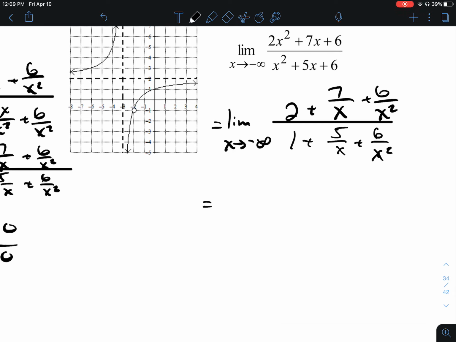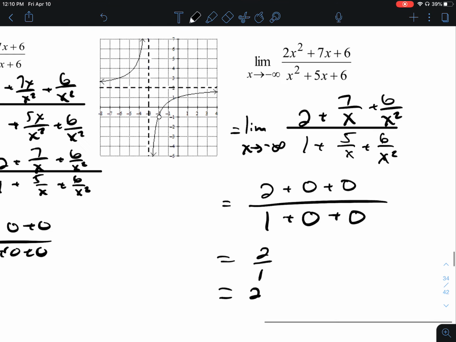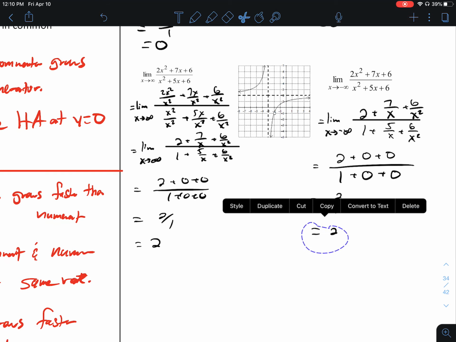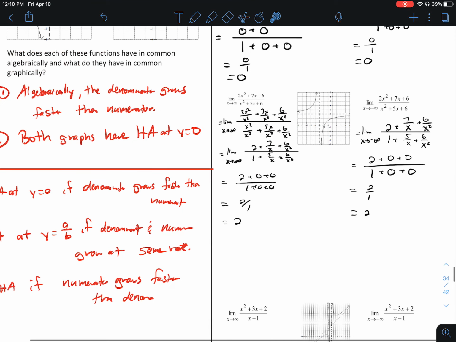To evaluate the limit, 2 is going to approach 2, 7 over x approaches 0, 6 over x squared approaches 0. As x approaches negative infinity, 1 is going to approach 1, 5 over x is going to approach 0, 6 over x squared is going to approach 0. So this is also 2. Now the graph confirms this. As you go left to right, you're approaching y equals 2. There's a horizontal asymptote there.